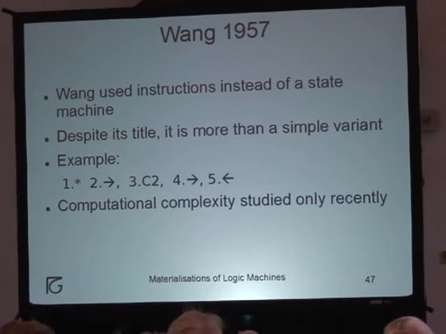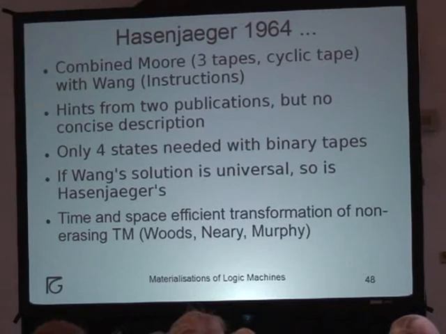So it was a very good solution, but for years nobody studied the computational complexity, mainly because this field of research was established only in the 1970s, so it was clear that nobody studied it that way. Hasenjaeger combined Moore with Wang, three tapes and cyclic tapes. I got hints from publications, but no concise descriptions. Hasenjaeger needed only four states. If Moore's solution is universal, so is Hasenjaeger's. We have meanwhile had some scientific discussion on it, and it's clear that both solutions are universal. And we even looked at the time and space efficiency, thanks to an invitation as a fellow to the Newton Institute in Cambridge, where I had a week with two experts on complexity, and we found it out.